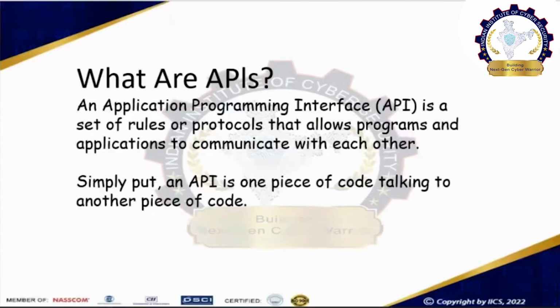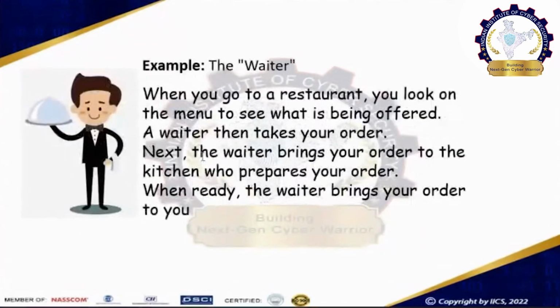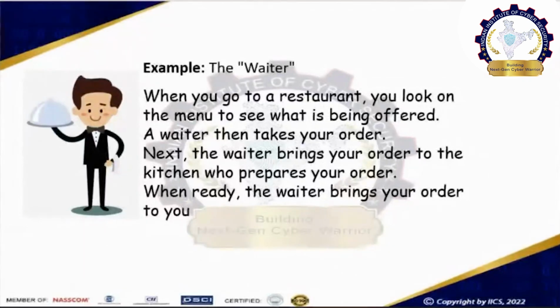Simply put, an API is a piece of code talking to another piece of code. It's a communication between two pieces of code that makes things work. We can take the example of a waiter. When you go to a restaurant, you look at the menu to see what is being offered. The waiter comes, takes your order, goes to the chef area, tells them what the person ordered, and comes back. It's the same thing: you tell an API what to do on a specific web application, and the web API calls do the thing.